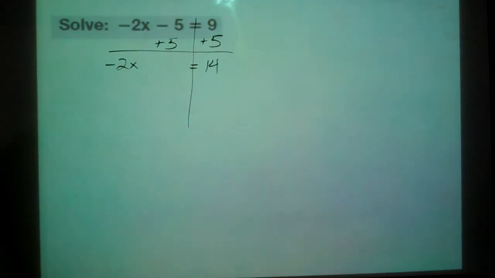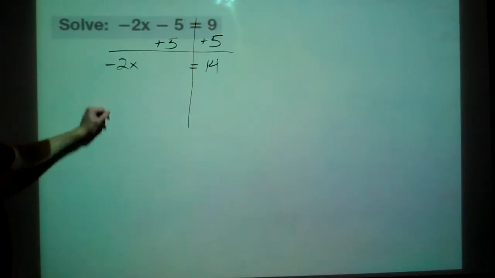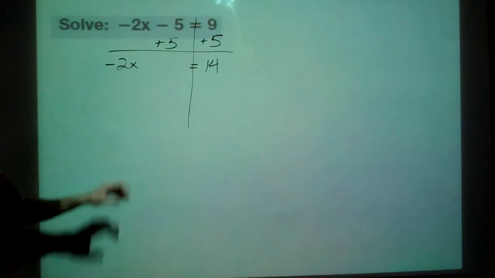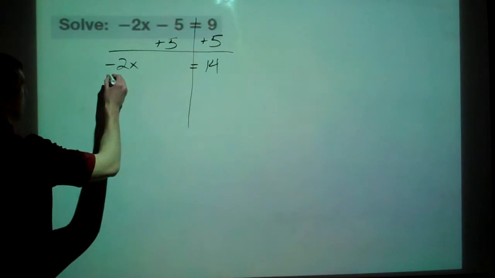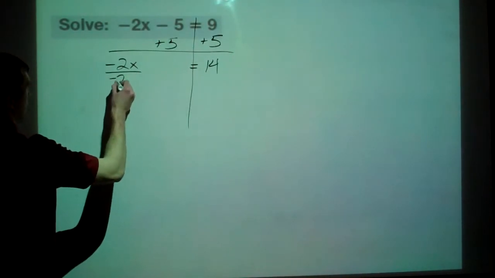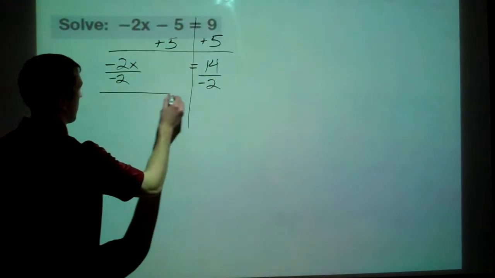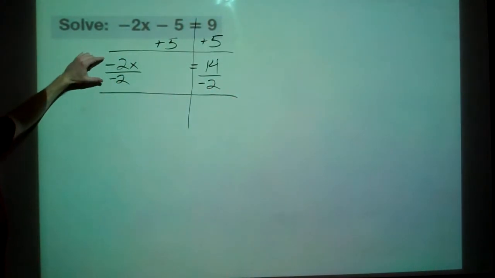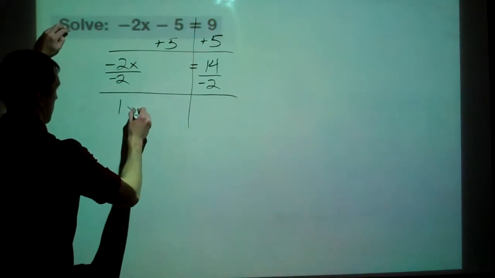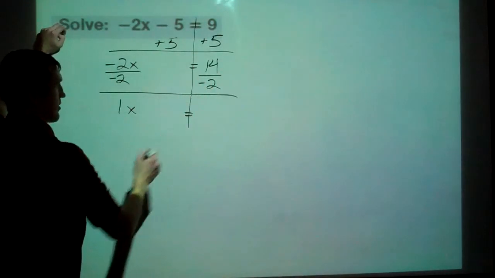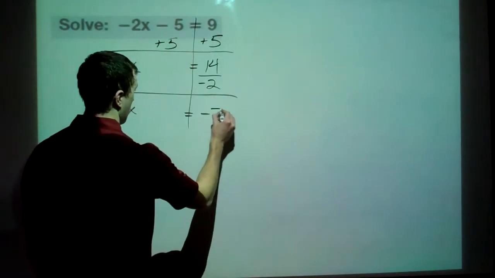Okay? So don't let this negative throw you off. It's just a negative 2. Don't worry about it. Since we're multiplying here, we do the inverse of that. We are going to divide by negative 2. When you divide by the same thing, negative 2 divided by negative 2, you get 1. 1x. 14 divided by negative 2. Positive divided by negative gives us a negative.